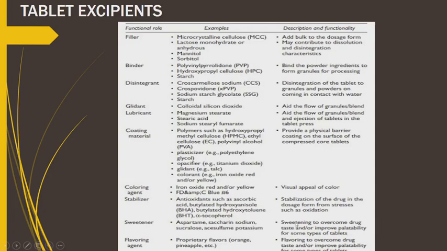The function of sweeteners is sweetening, to overcome the drug taste and to also improve the palatability of some types of tablets. As we have seen, there are many tablets or many drugs which have an unpalatable odor or taste. Such can be masked using sweeteners.